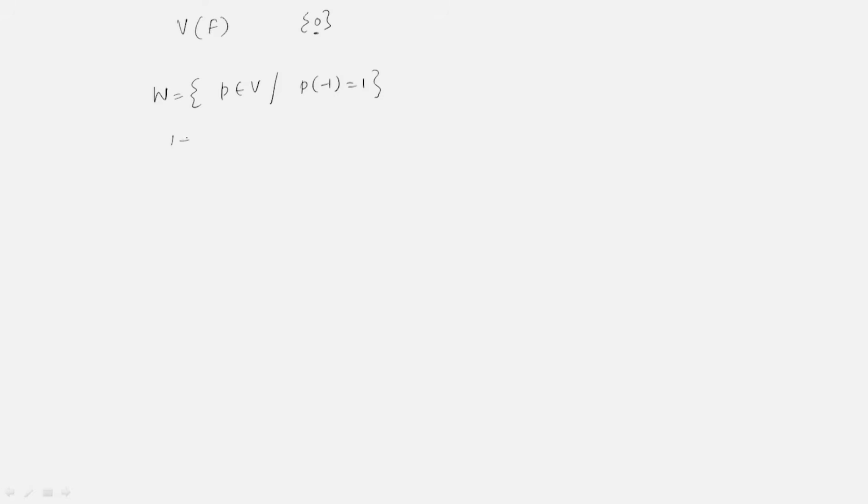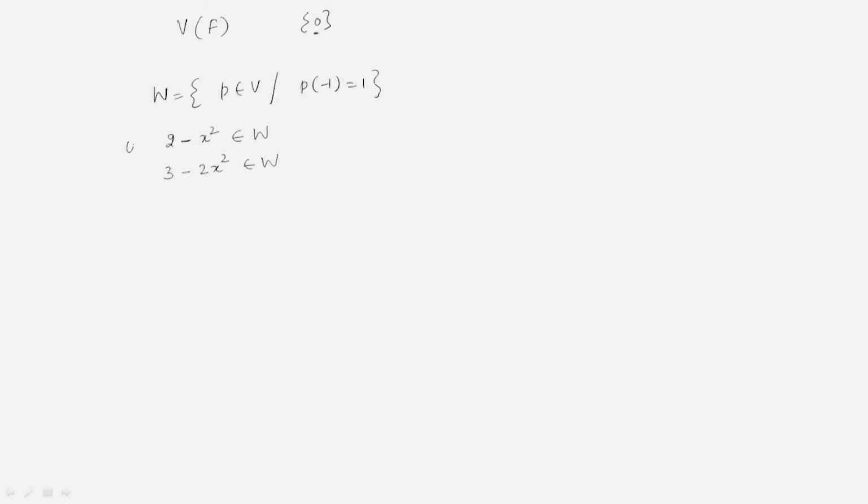Say you take 1 plus x square. You take any polynomials whose value at minus 1 is 1. So, at minus 1, 1 plus 1 is 2, minus 1. If you take this polynomial, it is in W, because at minus 1 this gives 1. Now, you take another polynomial, say 3 minus 2x square, again at minus 1 it gives 1.